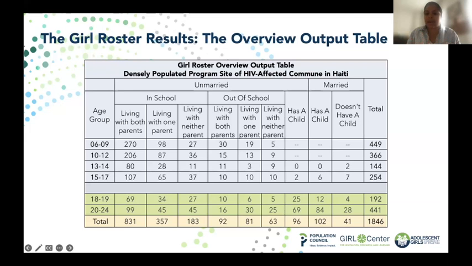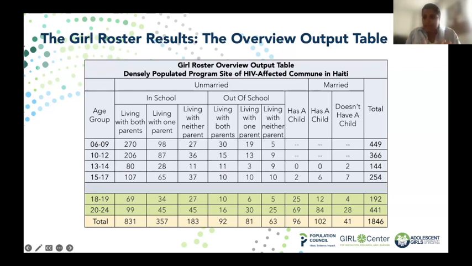And that is because most girls who are married are not in school. And the priority of the bigger vulnerability here is that they are married and that they have children or don't have children. So that is what we are programming for. Under unmarried, we have in school, again, out of school, and has a child. And if they are in school or out of school, we want to know, are they living with both parents, with one parent, or with neither?